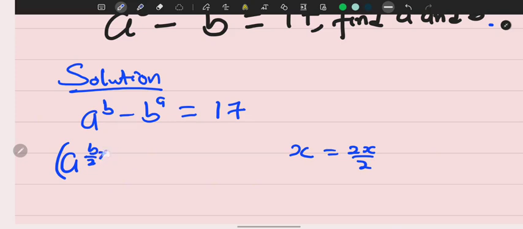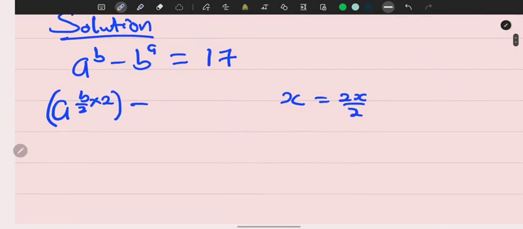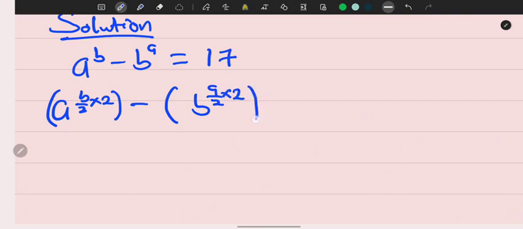Let me just start with this times 2. Okay, and again for b raised to the power of a, that can be written as b raised to the power of a over 2, times 2, then equals 17. So this has nothing to do with the given problem, because by the time these two cancel, you eventually have the given equation.